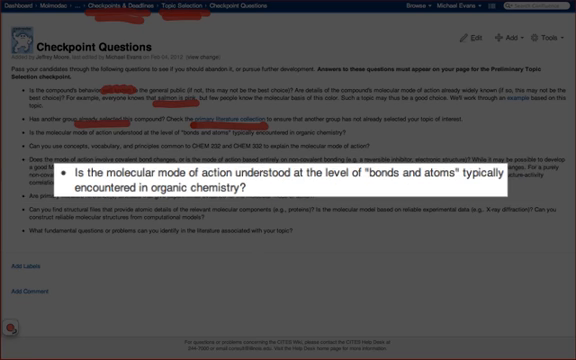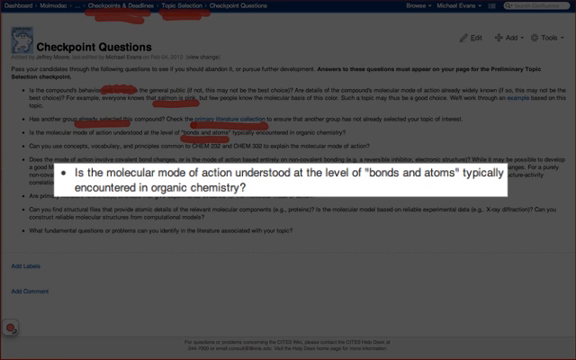The third question says, is the molecular mode of action understood at the level of bonds and atoms that we see in organic chemistry? This means that we're looking for more than a biological explanation, for instance, of an effect that happens in the human body. Biological explanations operate on the supramolecular level, which is too large to really be beneficial to us and too large to really tap into the knowledge of organic chemistry that you'll gain from 332. And so you'll want to look for mechanisms that involve bonds and atoms.